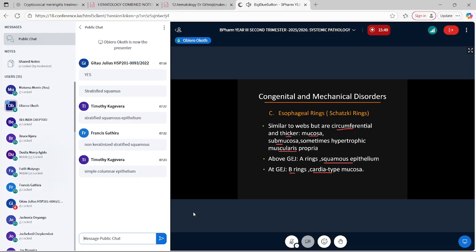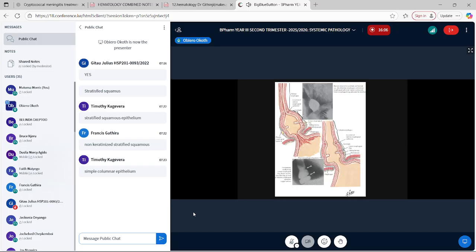So esophageal rings are just like the webs, but they have a thicker wall. They'll have a mucosa, they have a submucosa, and sometimes they have a muscularis propria. It's like the wall has just grown into the lumen. That will be a ring. My pictures. Yes, this is a ring. Of course, this patient has another problem that we are going to see, but this is what we call a lower esophageal ring.